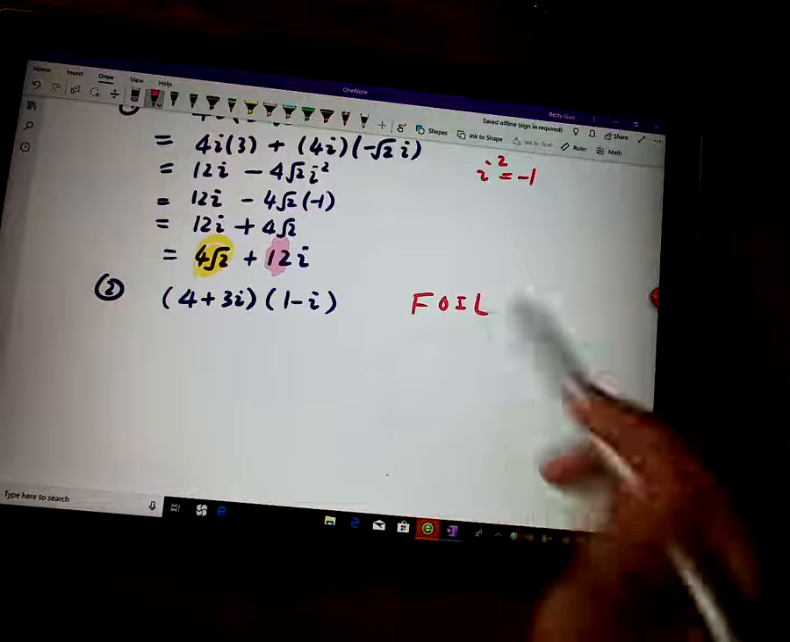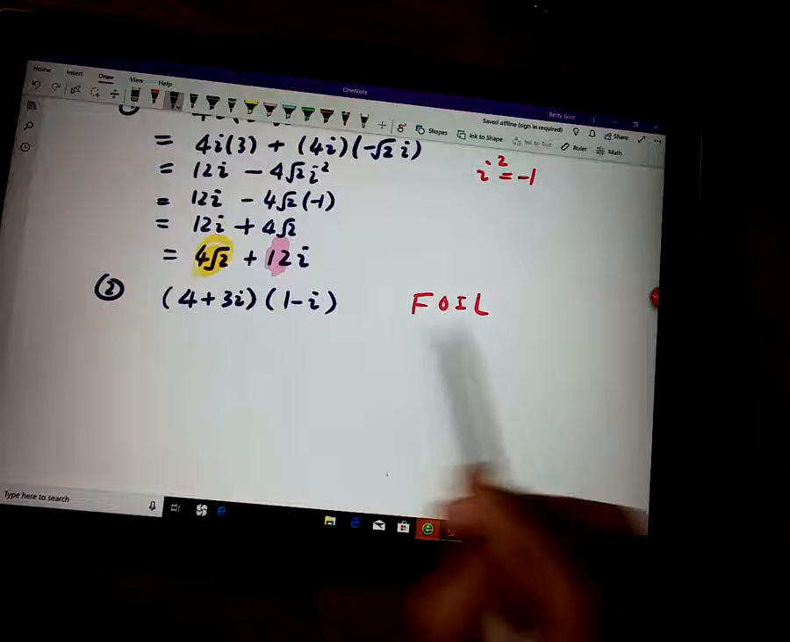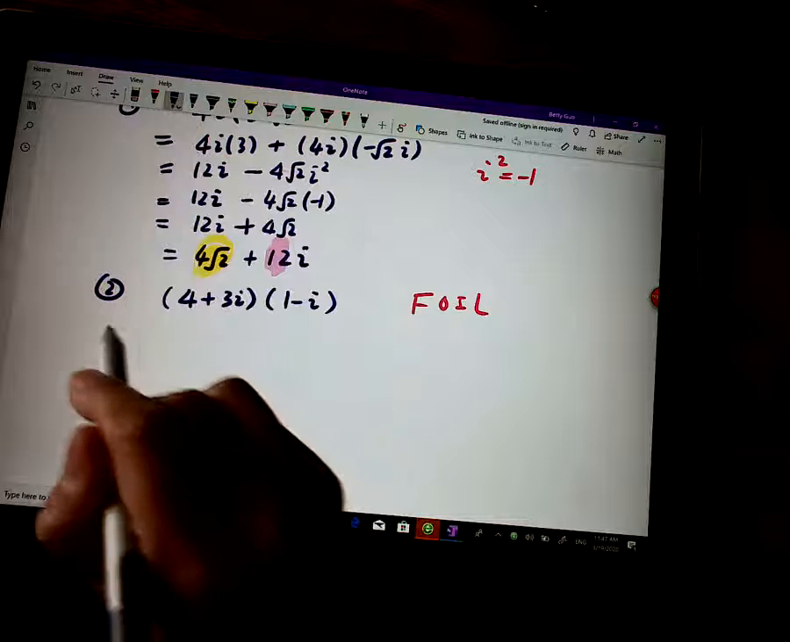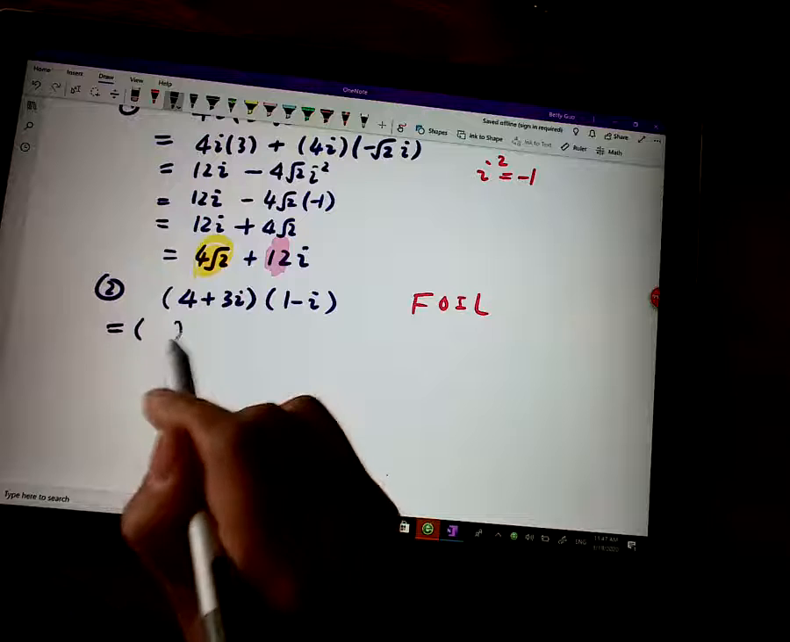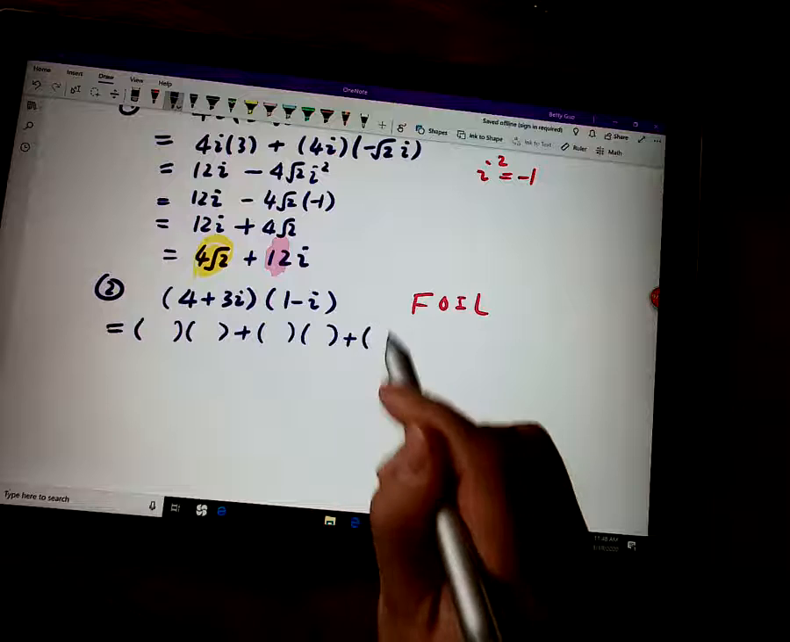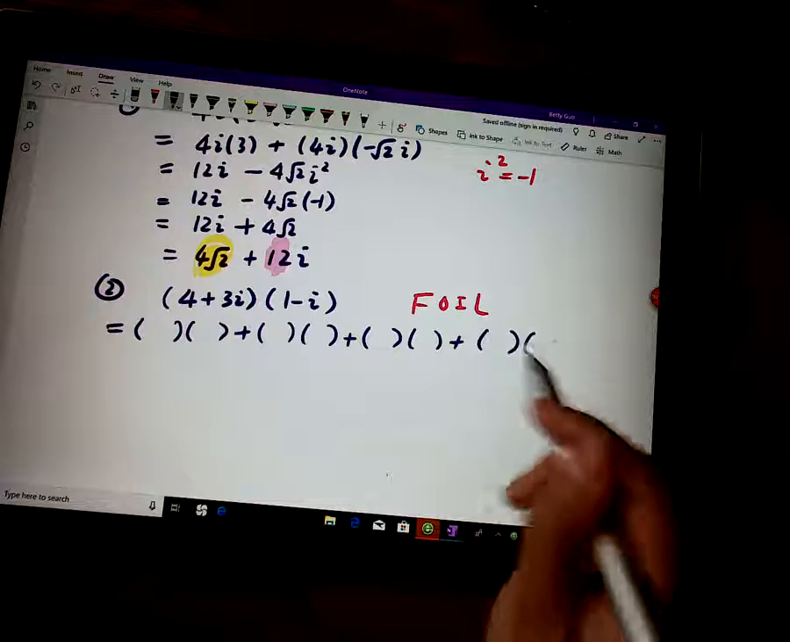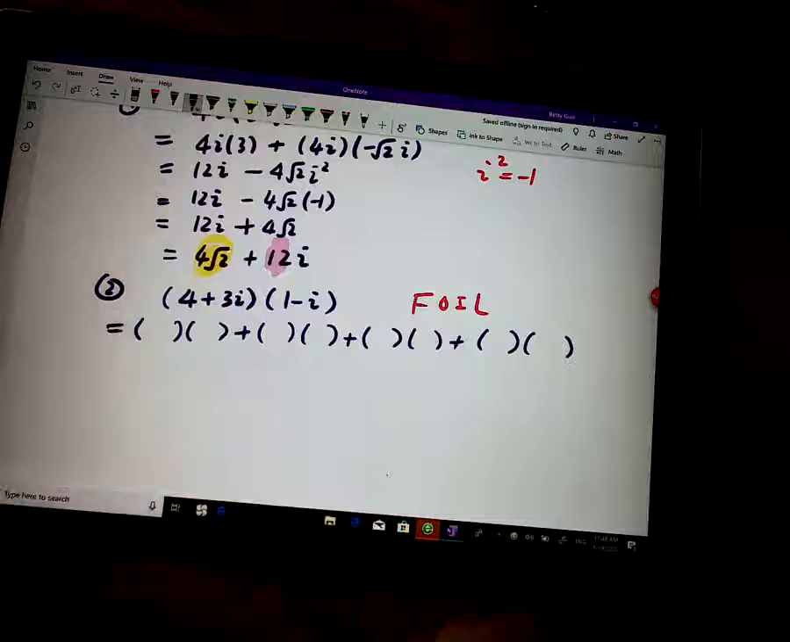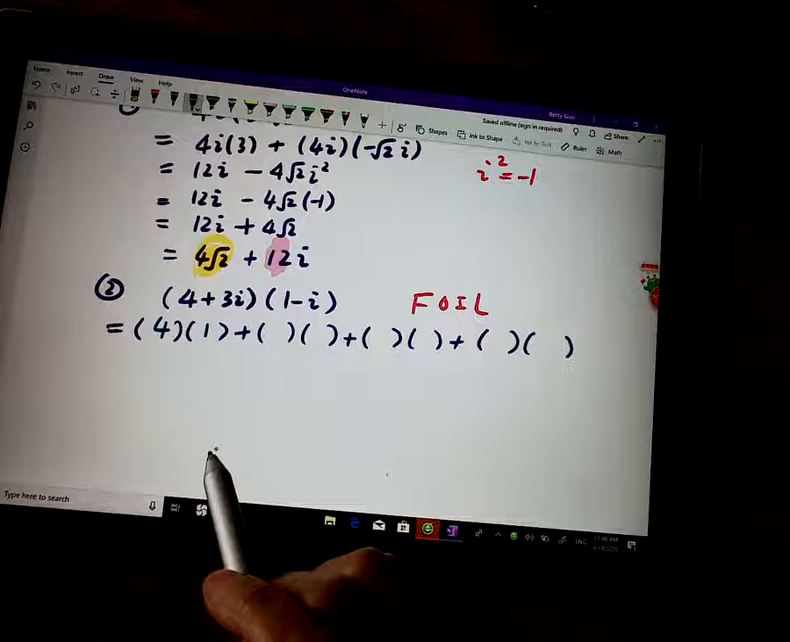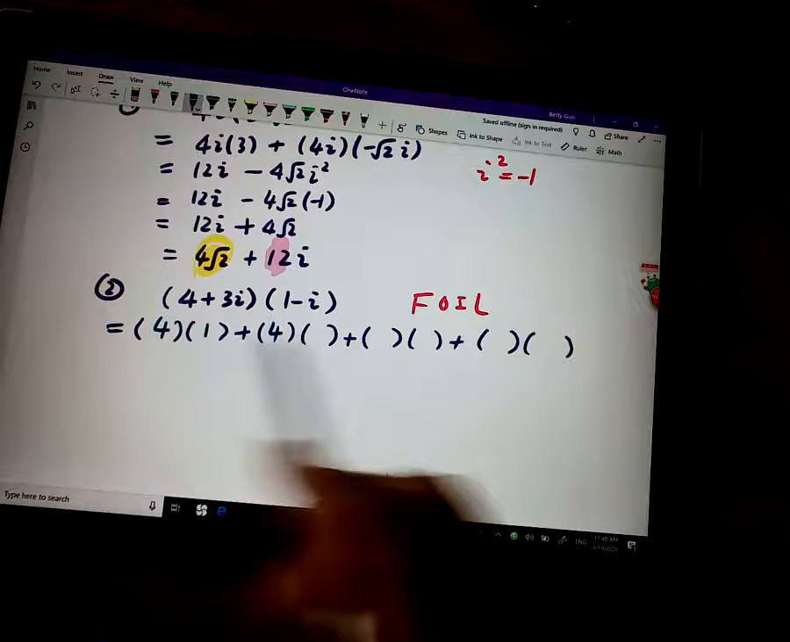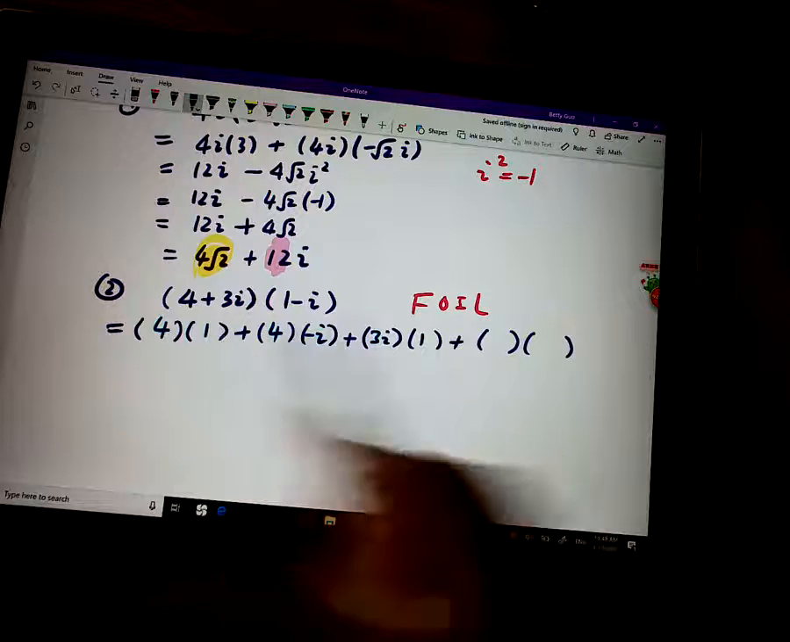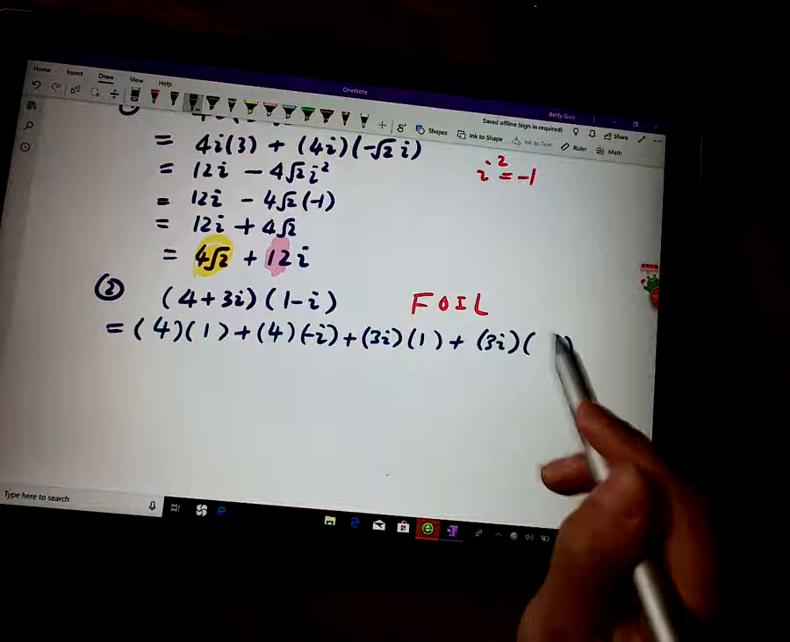Okay? For you, that's how we're gonna multiply them out. How do I do for you? Remember, first plus outside times outside plus inside times inside plus last times last, and then fill in those cells. First 4 times 1, outside 4 times negative i, inside 3i times 1, last 3i times negative i.